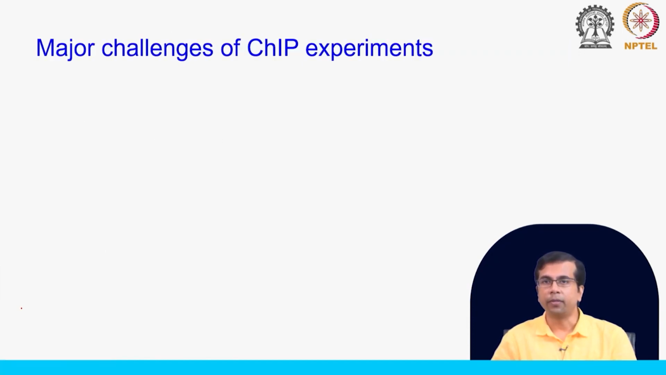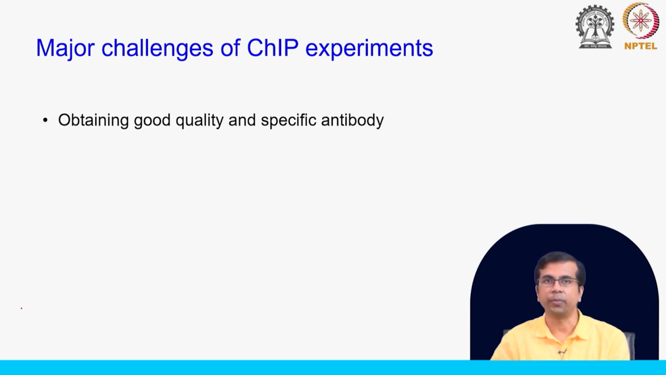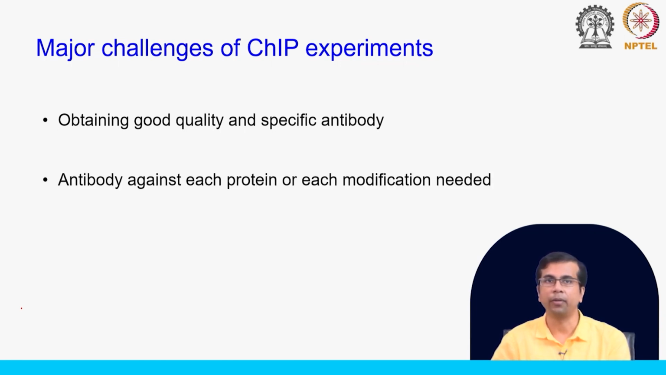Okay, so, we talked about chromatin immunoprecipitation experiments in the last class, and we also talked about the challenges that we face when doing this experiment. So, the first challenge is obtaining a good quality and specific antibody. This is something that is very critical for the experiment. If you have non-specific interactions, it will bias your result. This is something we have talked about in the last class.